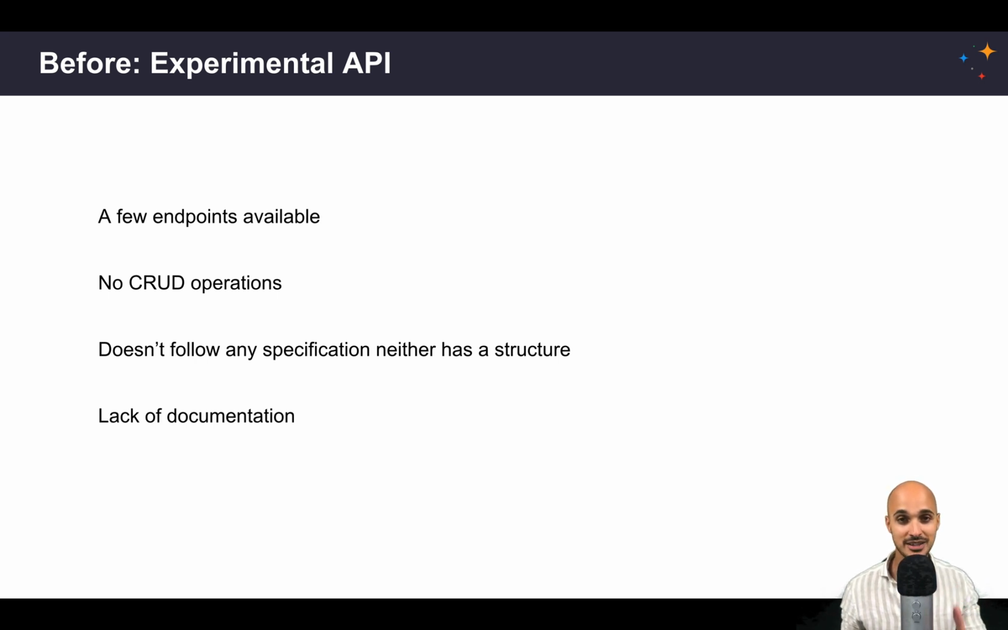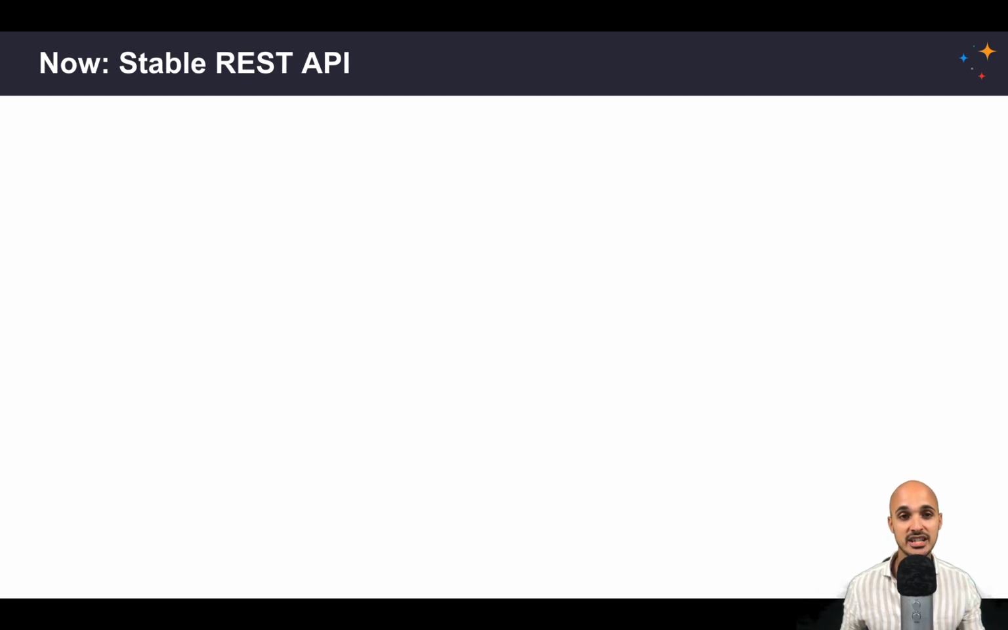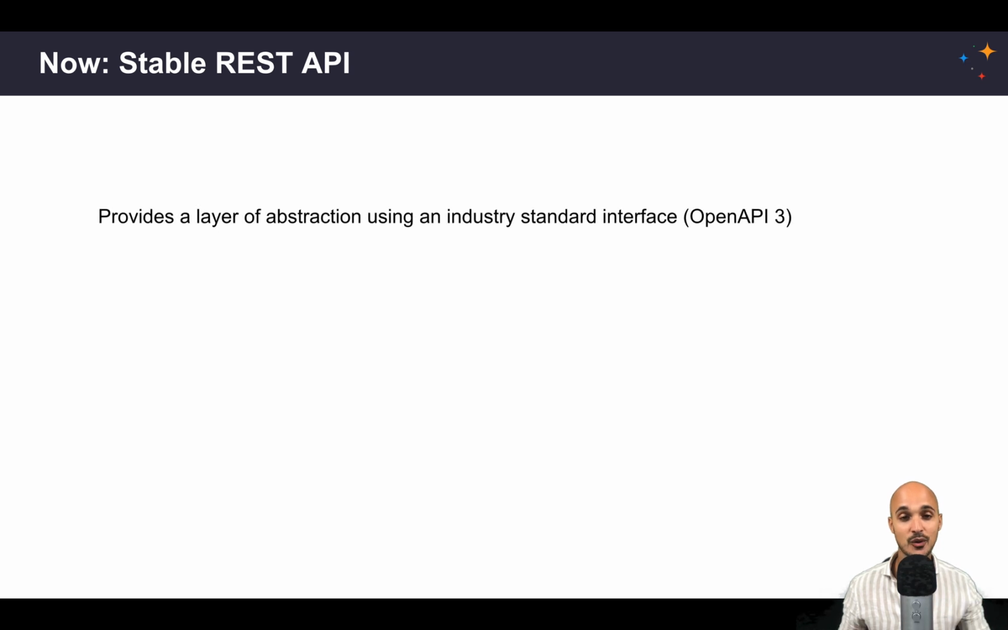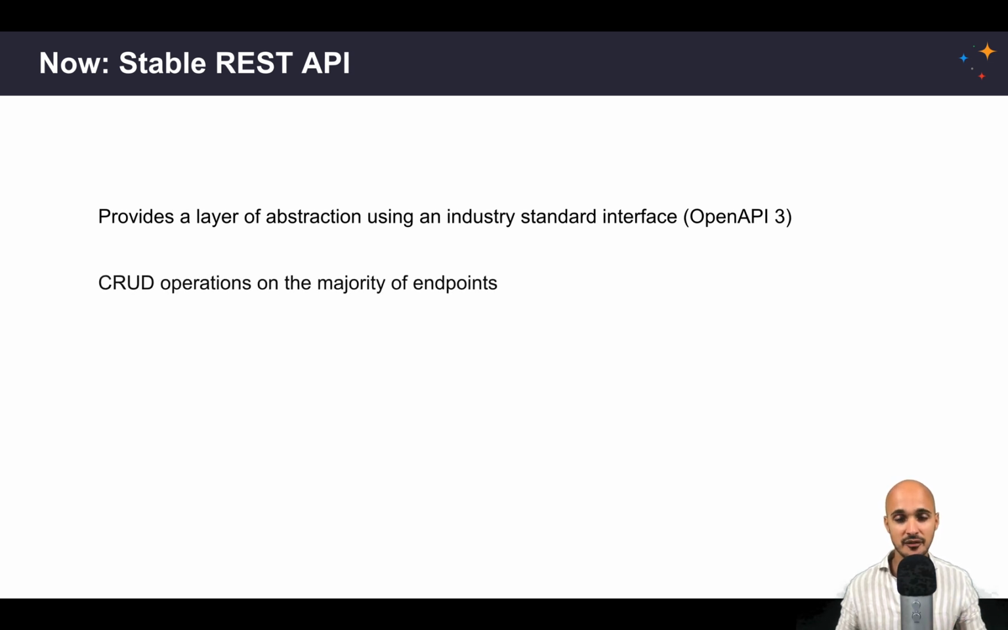That's why I'm thrilled to introduce to you the new API in Airflow 2.0, which is the Stable REST API. The Stable REST API provides a layer of abstraction using an industry standard interface, which is OpenAPI 3 in that case. That means all of the endpoints follow the same structure, and so no more either JSON or text outputs with different structures. Another very important improvement is that most of the endpoints support CRUD operations.